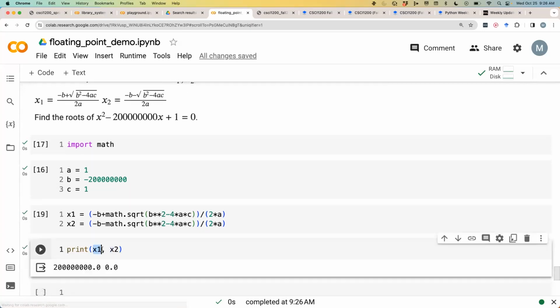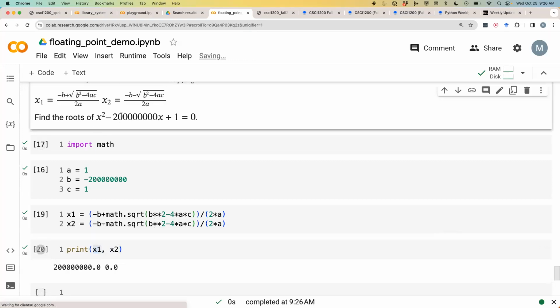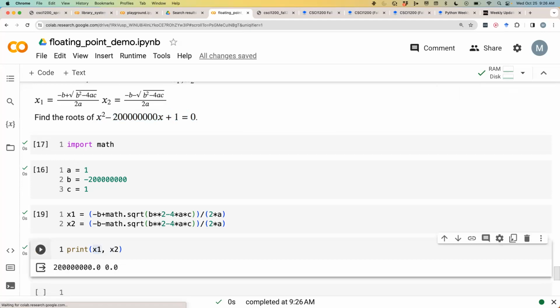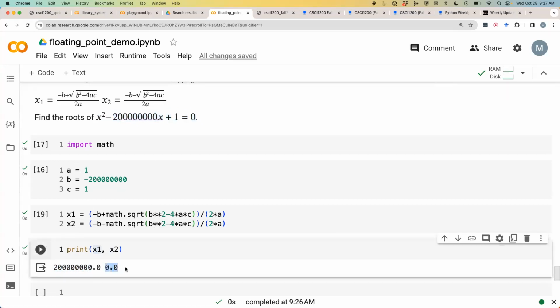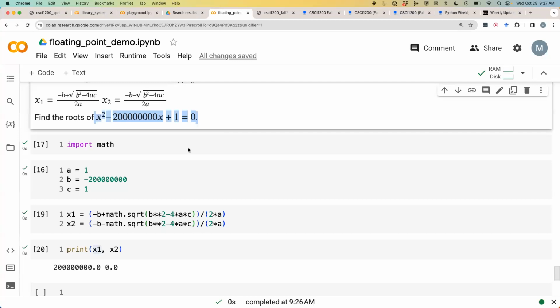We see that the root of this equation here, that means the value of x that satisfies this equation, is 2 times 10 to the power 8, I think, 2, 4, 6, 8. And the other root is 0. But here, we are saying that x1, which is 2 times 10 to the power 8, satisfies this equation. We are also saying that according to our calculation, 0 also satisfies this equation.